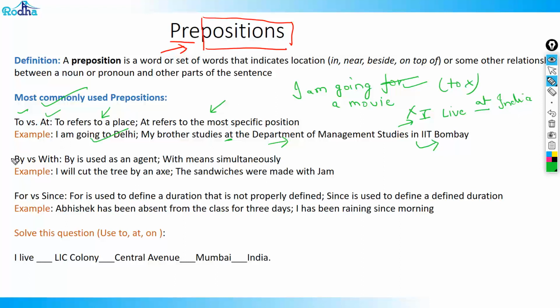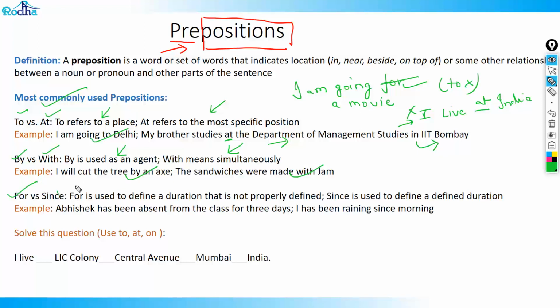Let's go to the next commonly used prepositions, by and with. By is always used as an agent, something that you're using to do your action. With means simultaneously. I will cut the tree by an axe. So using the axe to cut the tree. The sandwiches are made with jam. So jam is simultaneously applied on the sandwich, so on the bread. So therefore simultaneous actions indicate with. I am going with my friend, which means both of us are going together.